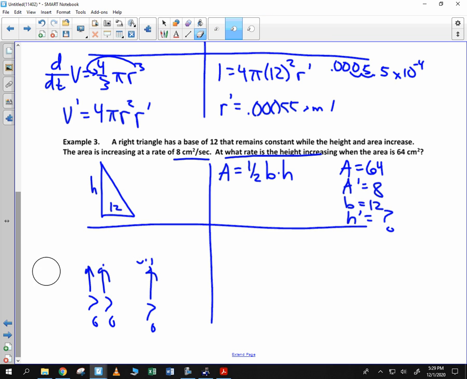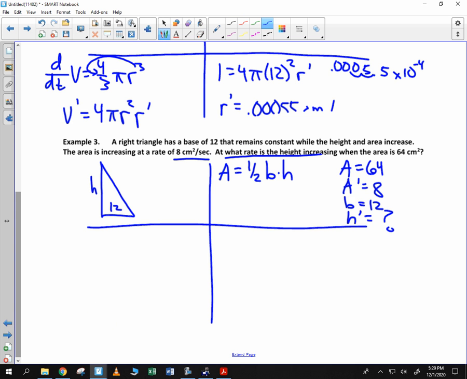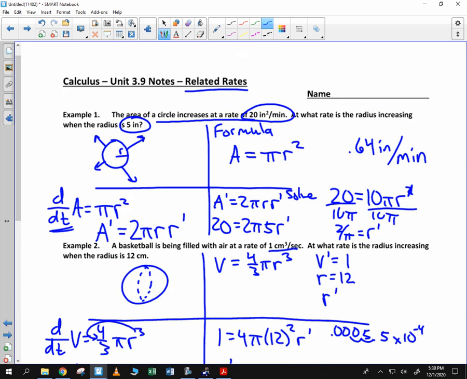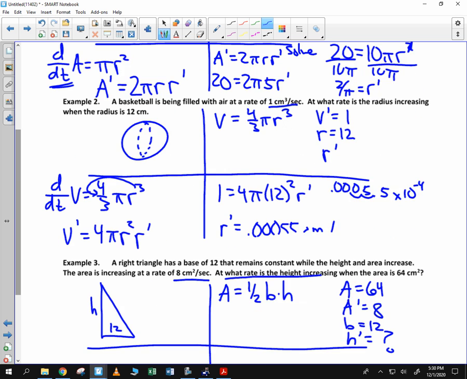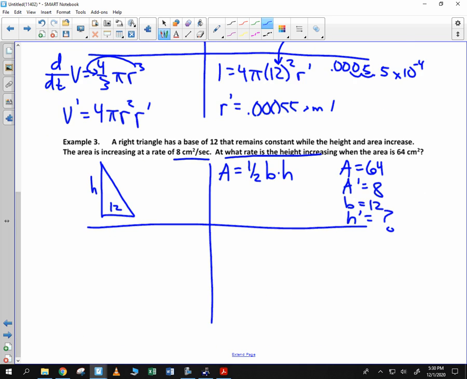So here's something you can do. This is very important that we distinguish. Look at your very first example. Actually, we'll look at the second example. Notice that the radius was 12. But was the radius changing? Yes, the radius was getting bigger. So we don't plug that 12 in until after we take the derivative. But in this situation, the base is not changing. It is always 12. And if the base is not changing, then you can plug it in right away.